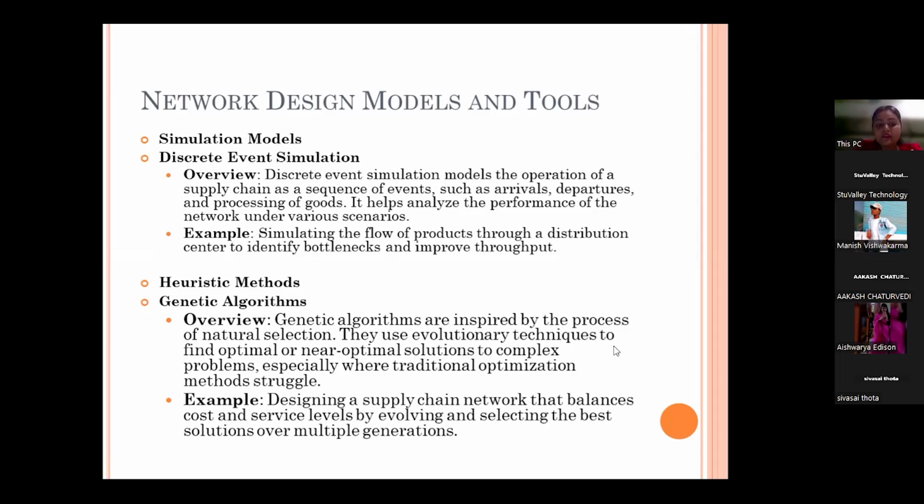But here these are genetic algorithms. We named them genetic algorithms, and this is done by the AI only. These are inspired by the process of natural selection. They are doing natural selection, and using that selection we get the outcome. They use evolutionary techniques to find optimal or near-optimal solutions to complex problems, especially where traditional optimization methods struggle.